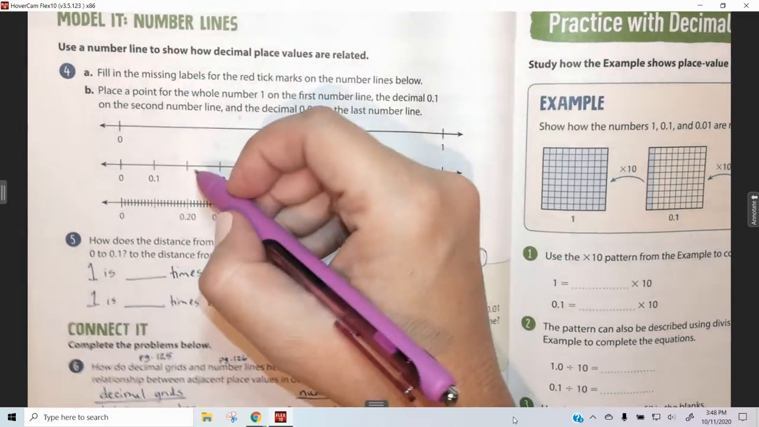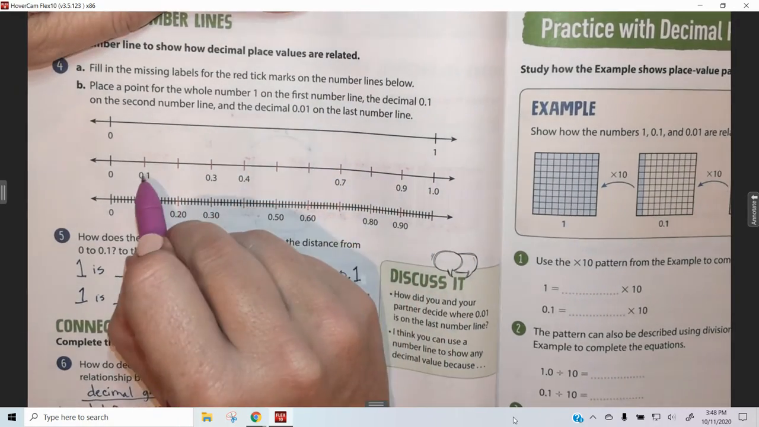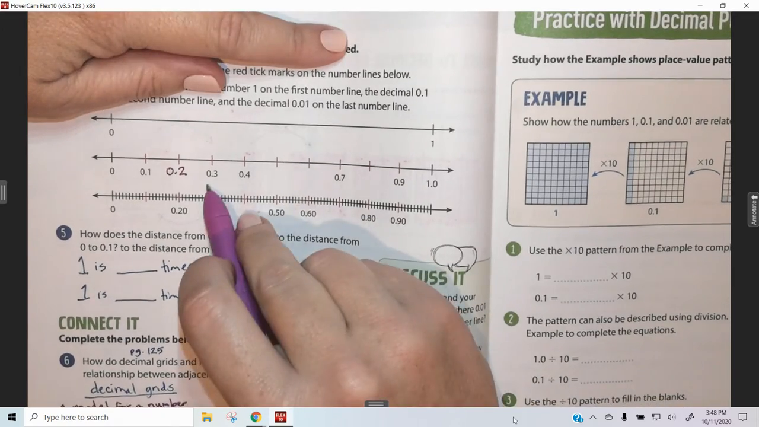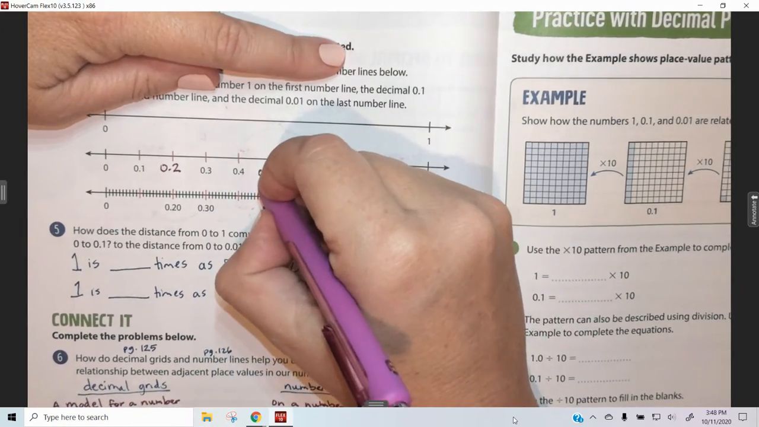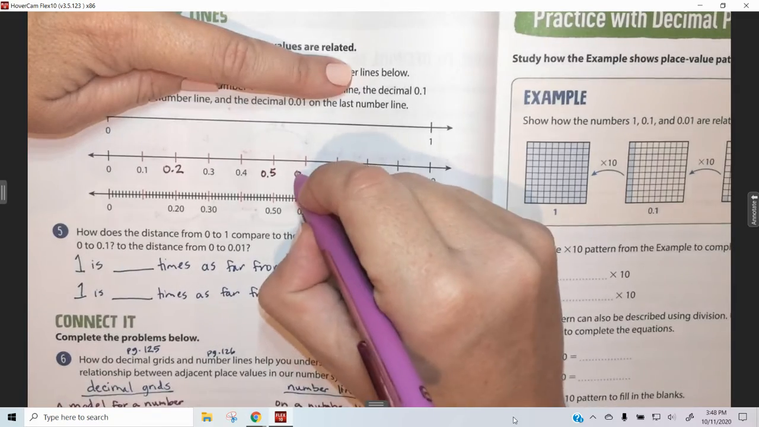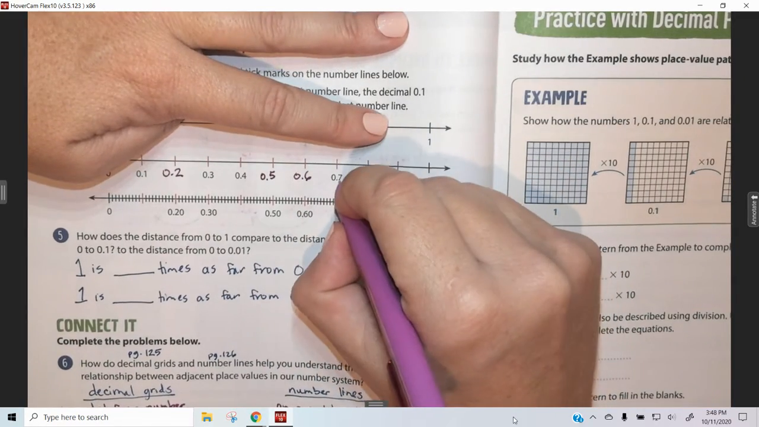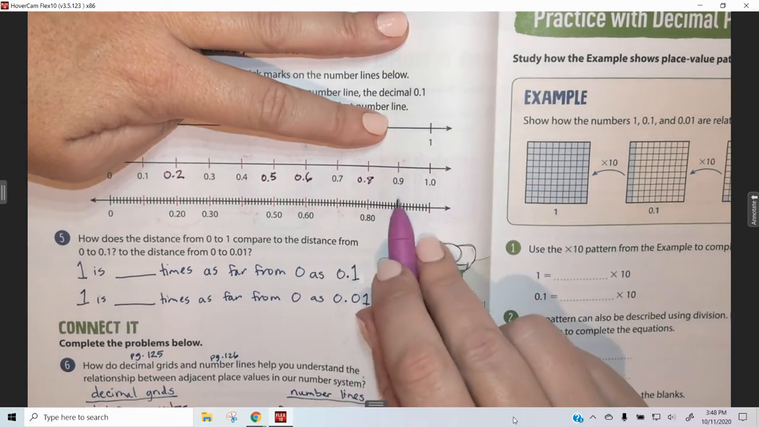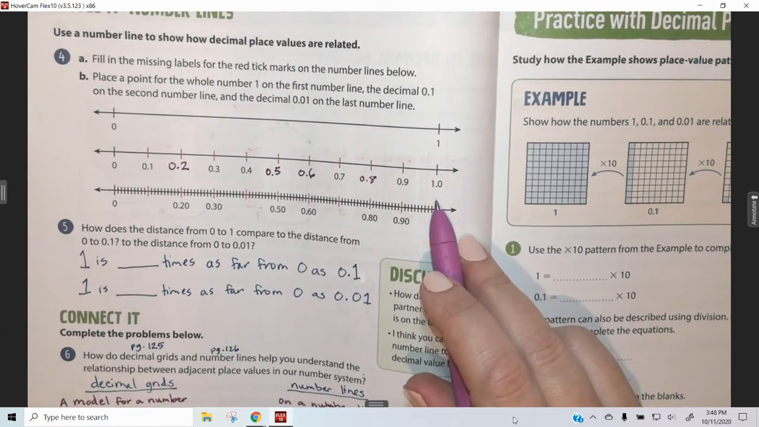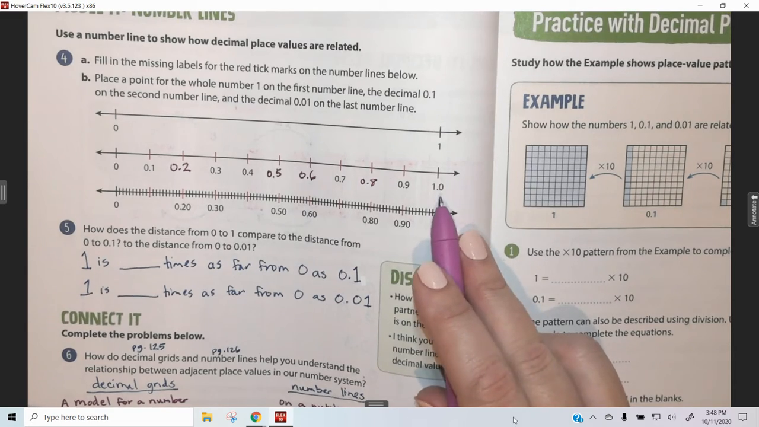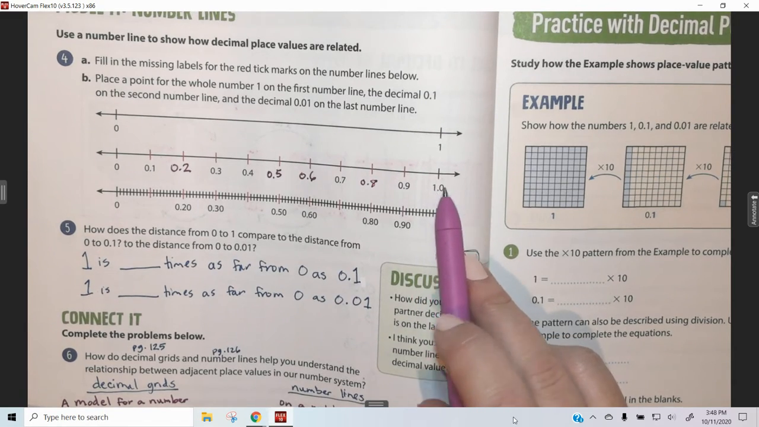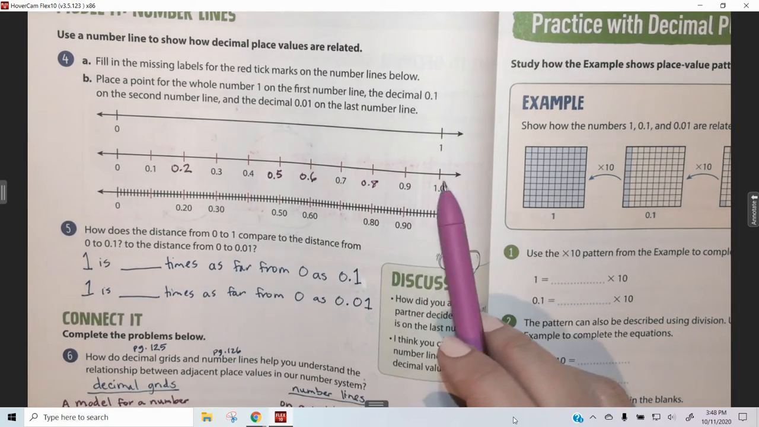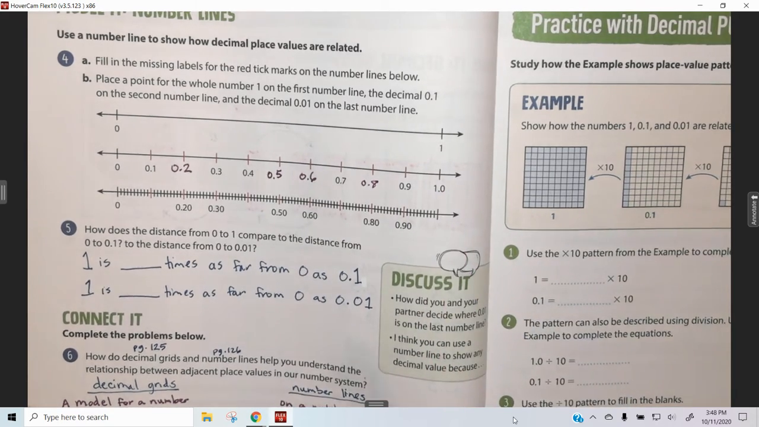All right. 1/10, 2/10, 3/10, 4/10, 5/10, 6/10, 7/10, 8/10, 9/10, and then this would be 10/10. But we don't say it as 10/10. We say it as 1 whole because 10 divided by 10 would be 1. So it's 1 whole. We don't say 10/10.